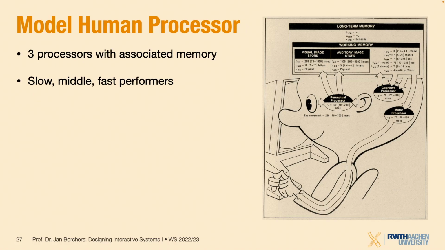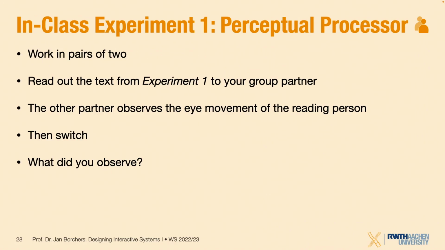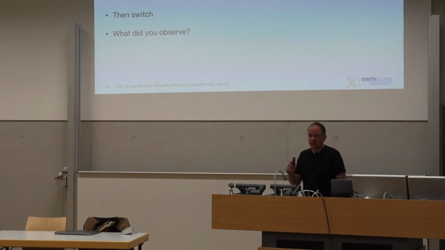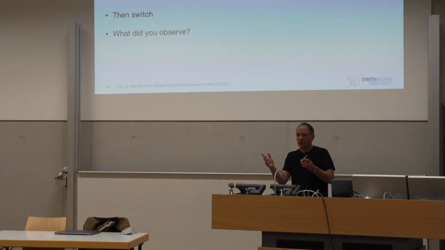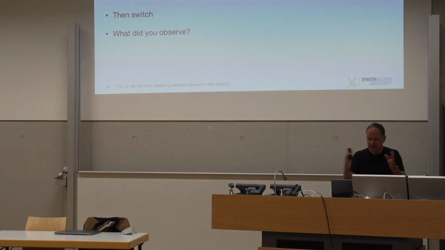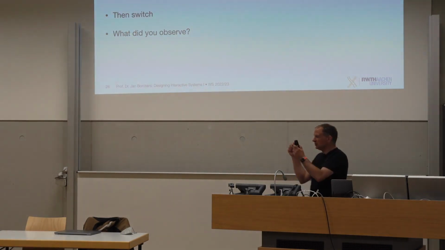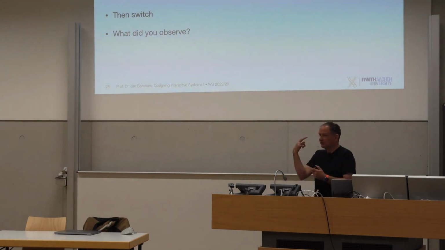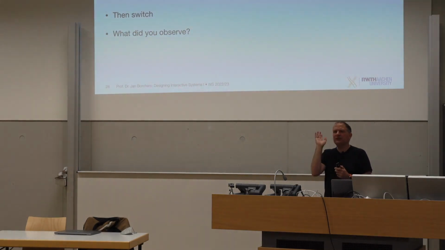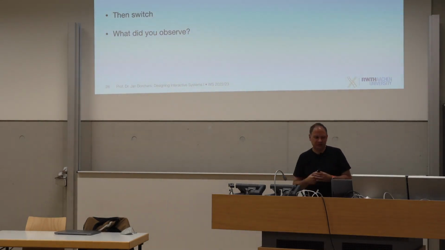We're going to do the first in-class experiment now on this about the perceptual processor. This should be fun. So we'll work in pairs of 2, so just find the person sitting next to you, or maybe with a bit of distance, so you may need to scoot together for this. I would like one of you to read the text that we just handed out from experiment 1 to your group partner. And the other person just needs to do the following. While you are reading, you turn towards the other person and look at your piece of paper, but so that the other person can see your eyes, okay? You can leave your mask on because you don't need to understand what's being said.